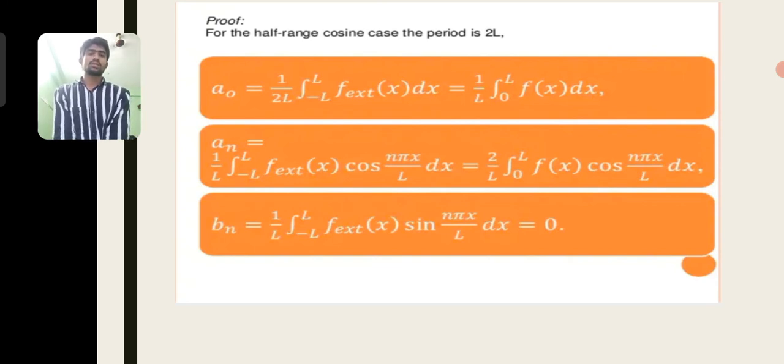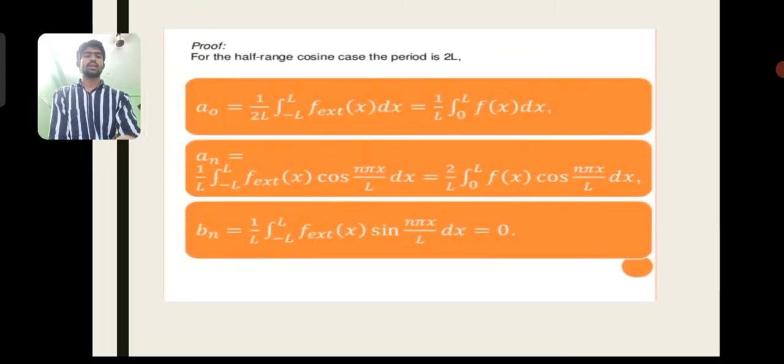Proof: for the half range cosine case, the period is 2L. a naught equals 1 by 2L integral from minus L to plus L of f of x dx, which equals 1 by L integral from 0 to L of f of x dx. a n equals 1 by L integral from minus L to plus L of f of x cos n pi x by L dx, which equals 2 by L integral from 0 to L of f of x cos n pi x by L dx. b n equals 0, because it is the coefficient of the sine function.